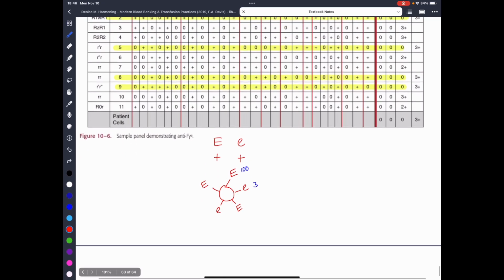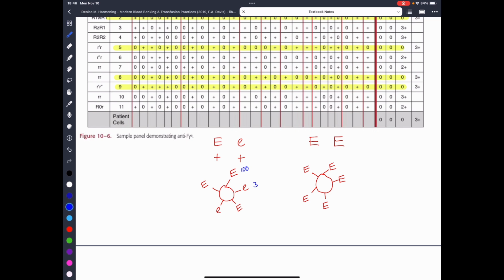And so when we have a homozygous individual, I'm just choosing big E for this example, there's only big E, obviously, right? And so there's no sharing of the antigen sites. It's all just big E.